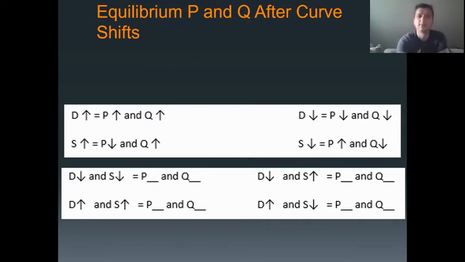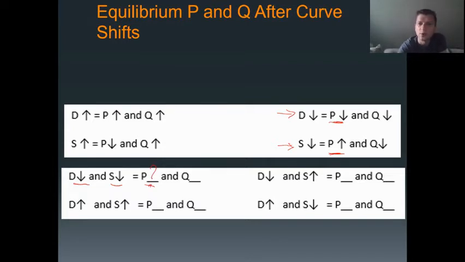So for the first one here, demand decreases and supply decreases. What are their effects on price? Well, when demand decreases, price decreases. When supply decreases, price increases. They have opposing effects, so we don't know what happens to price.